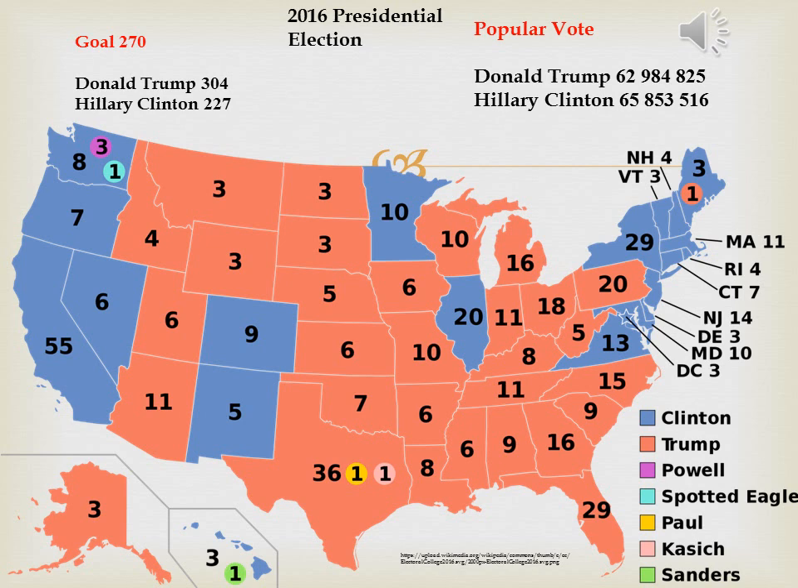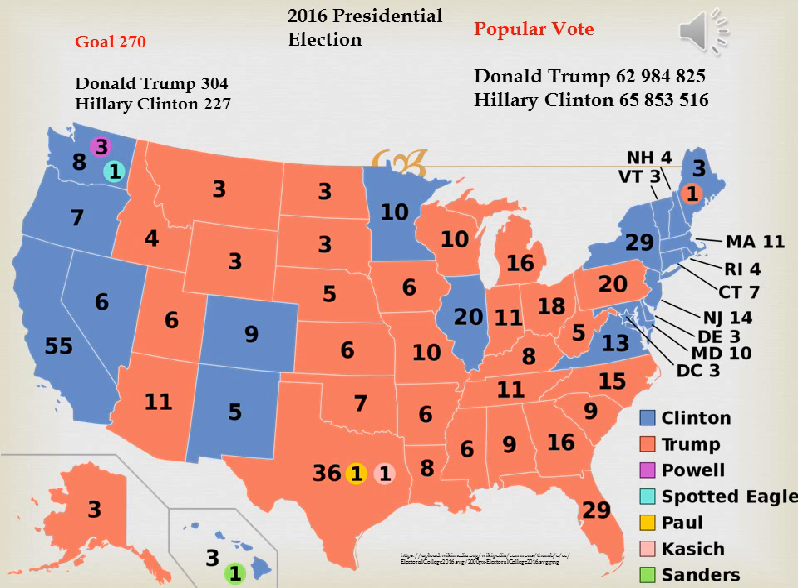There's a census that's taken every 10 years, and a state can either lose or gain electors. So, as you can see, when it comes to the electoral system, Donald Trump won by getting 304 electoral votes, as opposed to Hillary Clinton's 227 electoral votes. Even though, if we count the people's vote, the popular vote, Hillary Clinton won that vote. She had almost 3 million more votes than Donald Trump did.